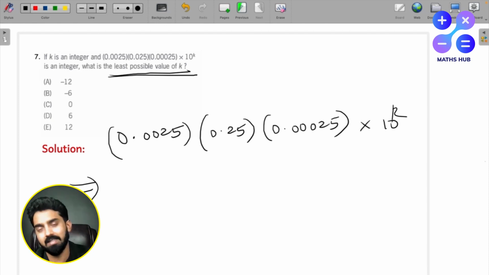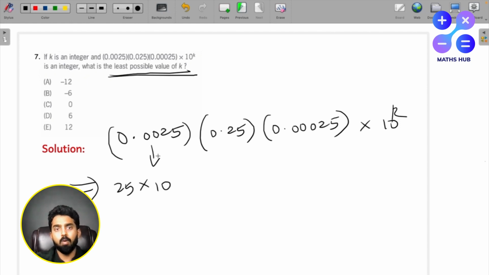Now, as I keep telling you, decimals, always convert them to exponents. Your life will be very easy. So converting this, what will you get? It's 25 times 10 to the power of how many zeros? 1, 2, 3, 4. There are 4 places after the decimal, so that means 10 to the power of minus 4. Similarly, this is 25 times how many places after decimal? 1, 2, right? So minus 2.